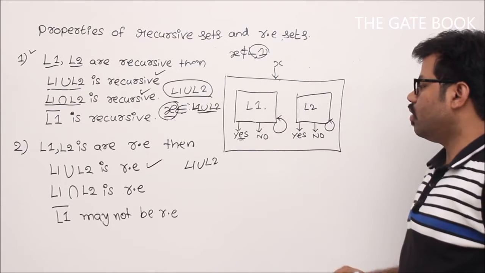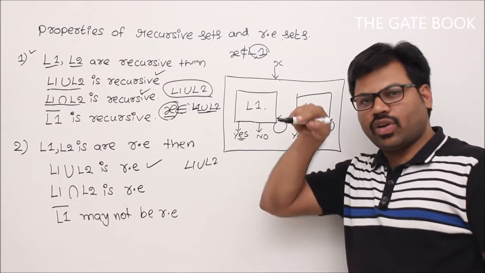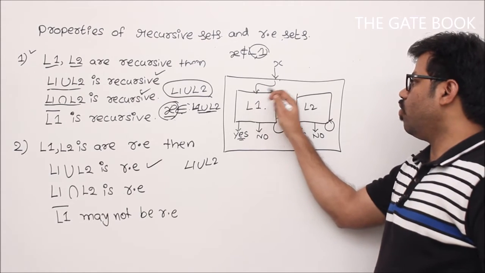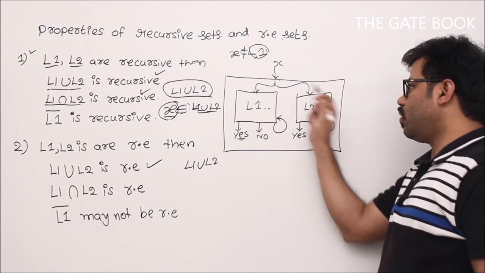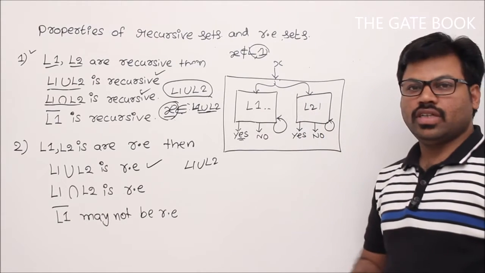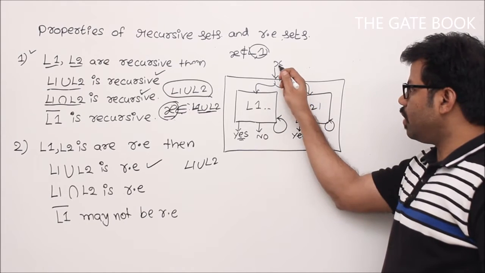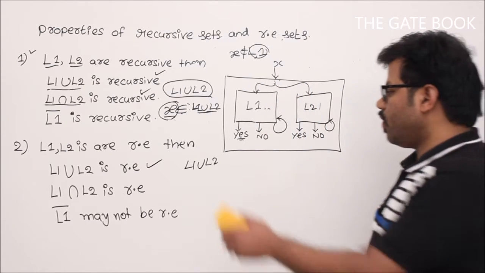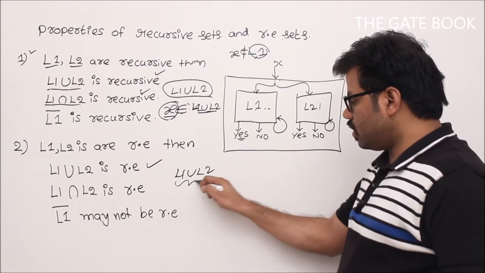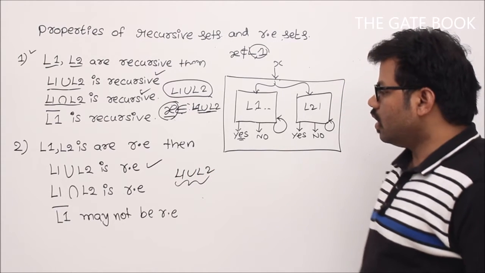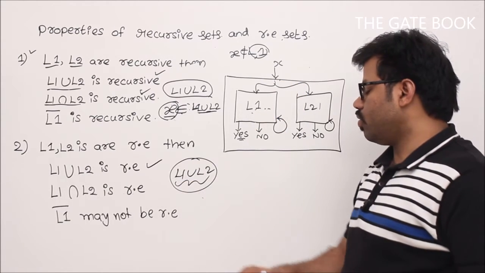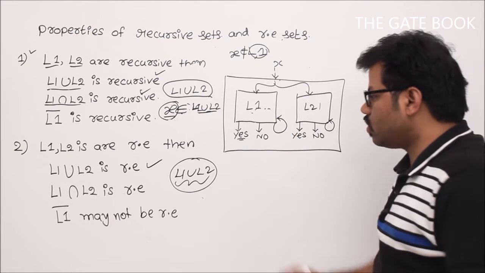So given input, what I do is, already remember one thing, I have a code of L1, I have a code of L2. I run them simultaneously. One step of L1 code, one step of L2 code, one step of L1 code, one step of L2 code. So what is the definition of L1 union L2? Whenever a language is union of two languages, then if X belongs to L1, then definitely X belongs to L1 union L2. If X belongs to L2, then X belongs to L1 union L2.